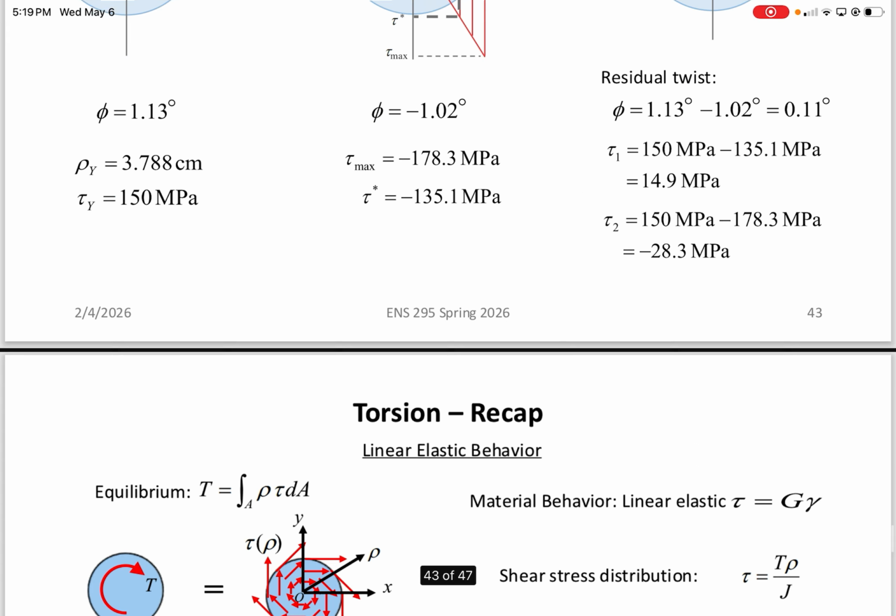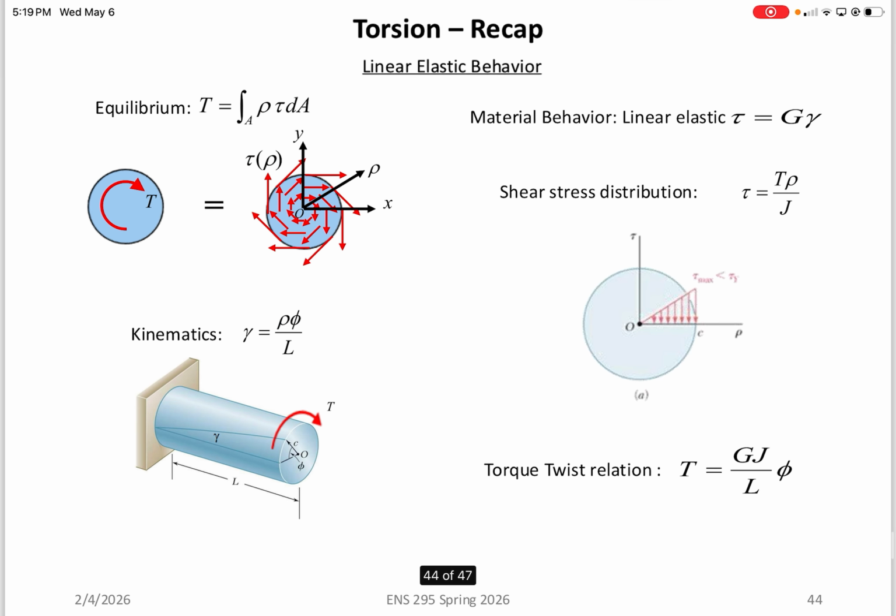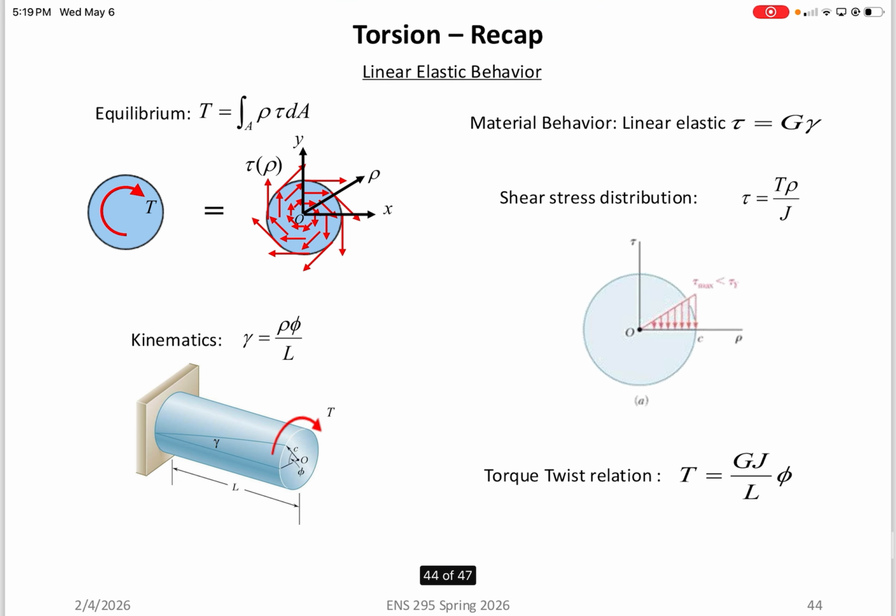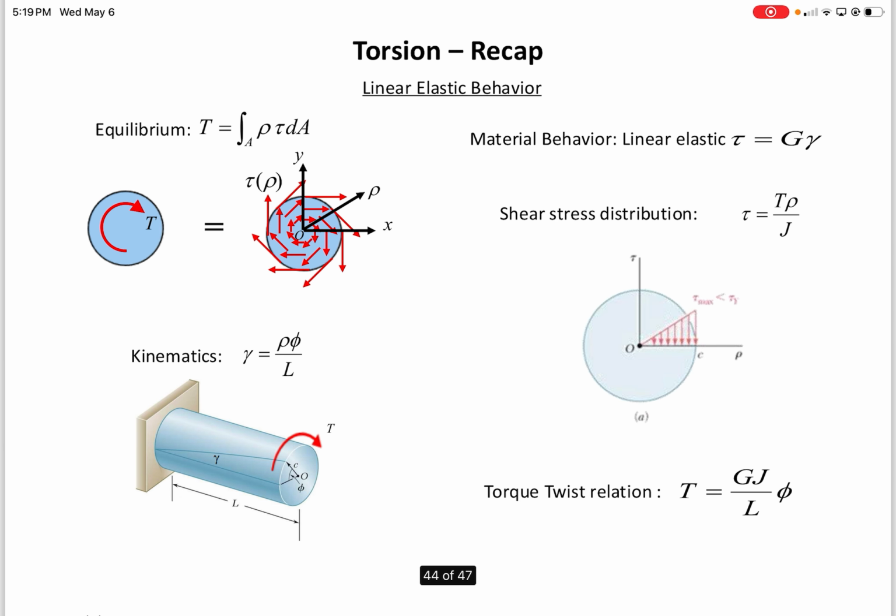Sorry. All right, and just as a recap, we have linear elastic behavior, where our stress and strain equations are synonymous with everything we have seen so far for axial loading. The shear stress is equal to the shear modulus times the shear strain. The shear stress is equal to the torque multiplied by the radial position at the point of interest, divided by the polar moment of inertia.